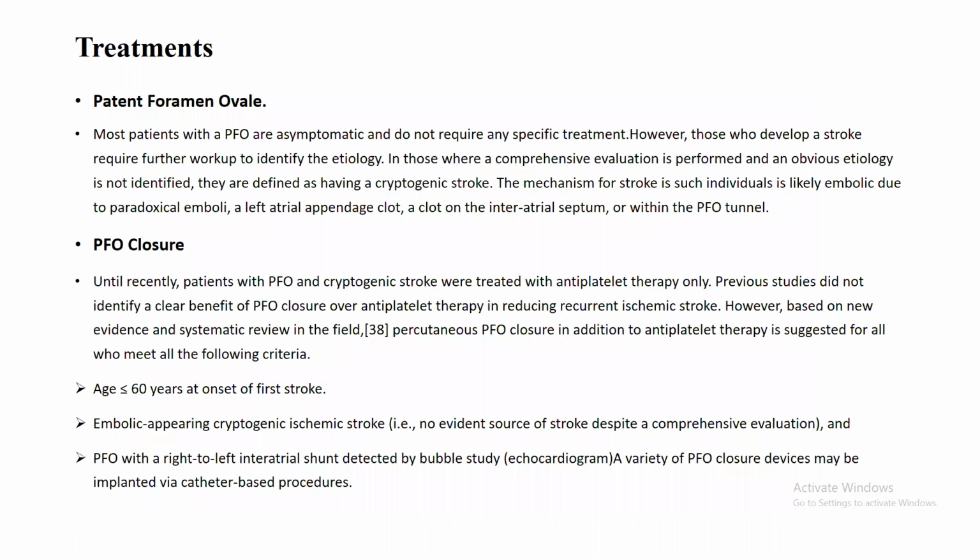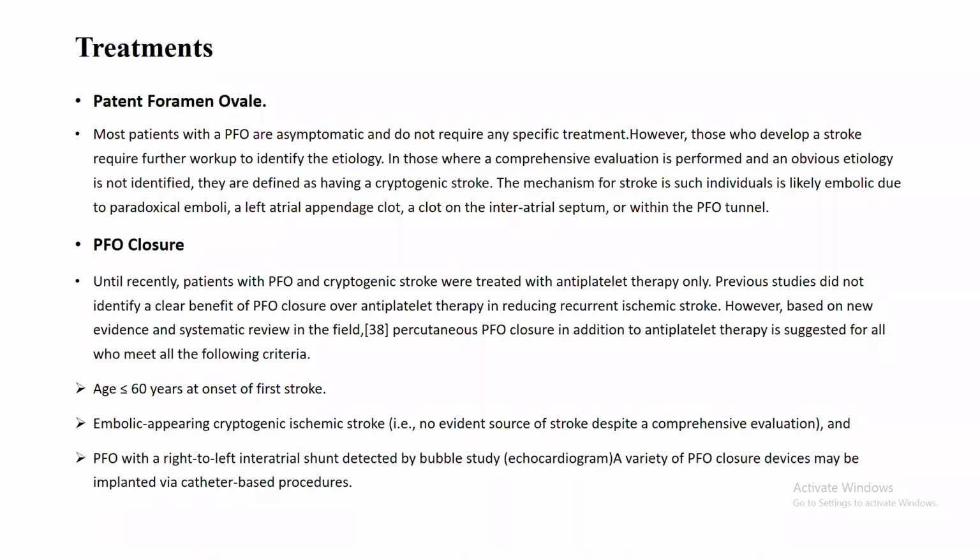For treatment of patent foramen ovale: most patients with a PFO are asymptomatic and do not require any specific treatment. However, those who develop a stroke require further workup to identify the etiology. In those where a comprehensive evaluation is performed and an obvious etiology is not identified, they are defined as having cryptogenic stroke. The mechanism of stroke in such individuals is likely embolic, due to paradoxical emboli, left atrial appendage clot, or clot on the interatrial septum or within the PFO tunnel.